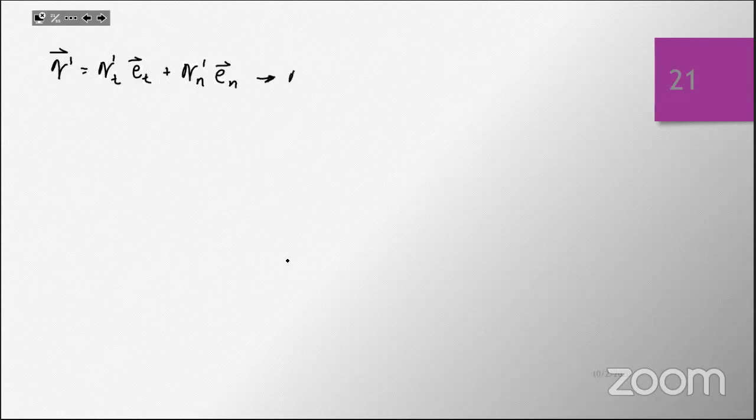Well, I can plug in what I just got, right? I know V prime t, that was 0.5 times V E sub t. And I know in the n direction, that's negative 0.779 times the velocity E sub n.